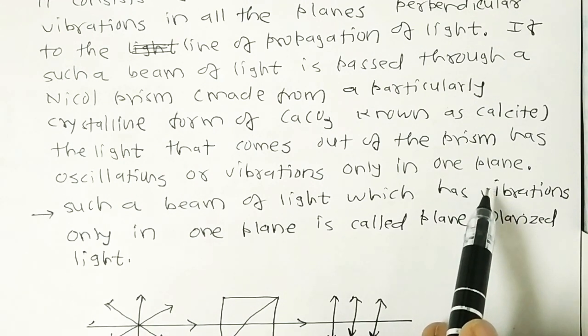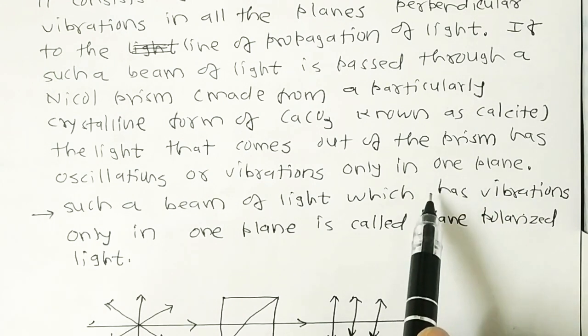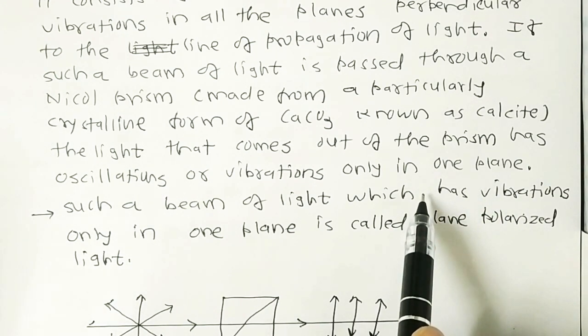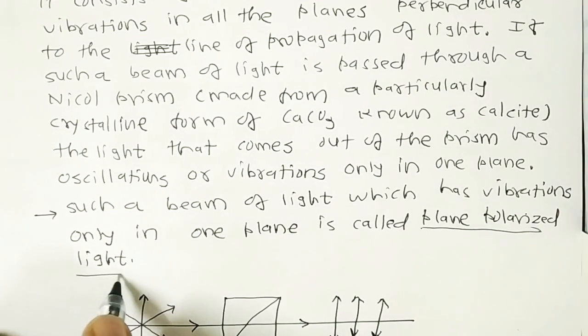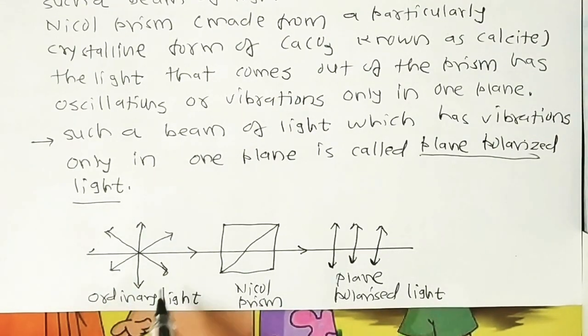So in this case, first we prepare plane polarized light. First we convert polychromatic light into monochromatic light with the help of a prism, and then we convert this monochromatic light into polarized light. Polarized light simply means that the oscillations or vibrations are only in one plane. Such a beam of light which has vibration only in one plane is called plane polarized light. In simple manner, this is the ordinary light, with only one wavelength but oscillating in different planes. But if we pass it through the Nicol prism, it is converted into a single plane polarized light. So we require this plane polarized light.